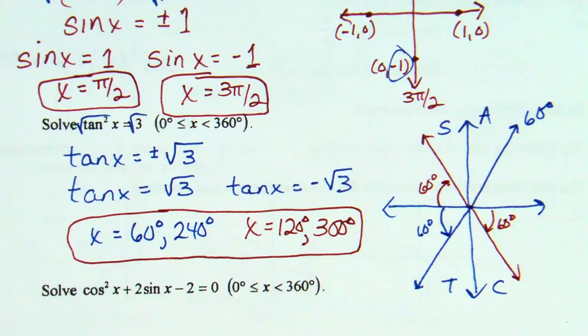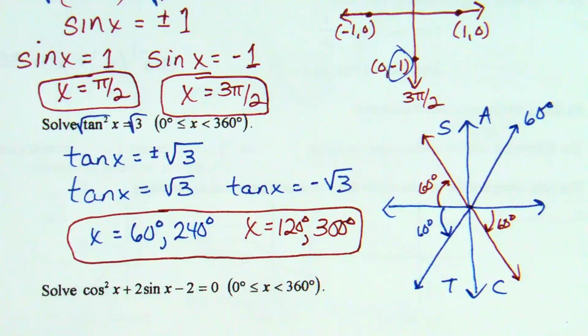Okay. Got it? Example 6 then. Cosine squared x plus 2 sine x minus 2 equals 0 for once around the unit circle from 0 to 360.